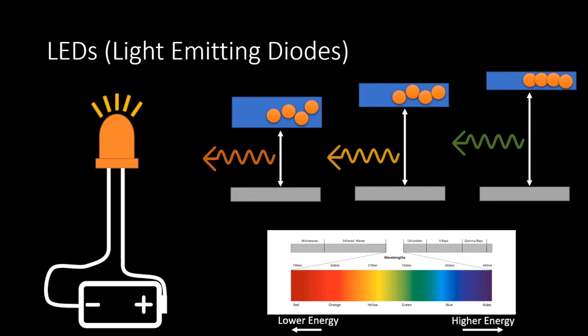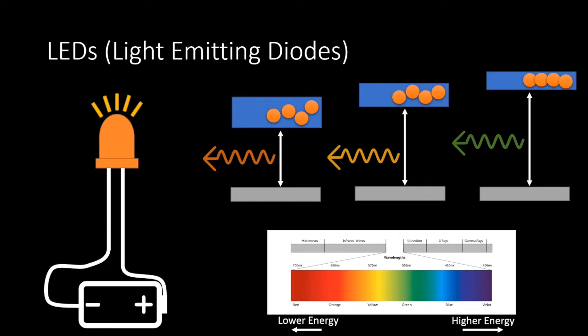Now the color of the light that's emitted by the LED is dependent on the spacing between this upper level and this lower level. When the spacing is small, or the gap is small, the light emitted is at lower energy. This means the light is shifted towards the red or the orange. When the gap is larger, the light emitted will have a higher energy, and thus the light will be shifted towards the green.